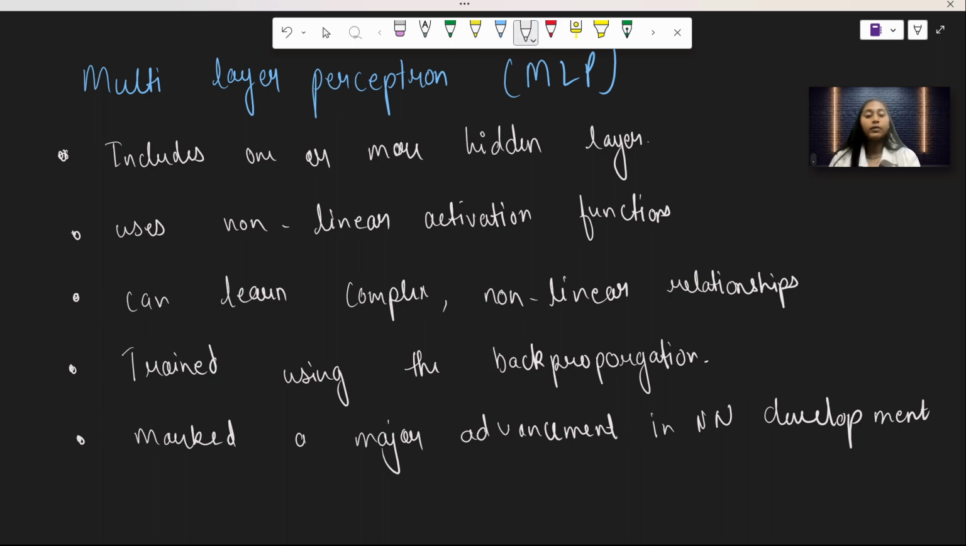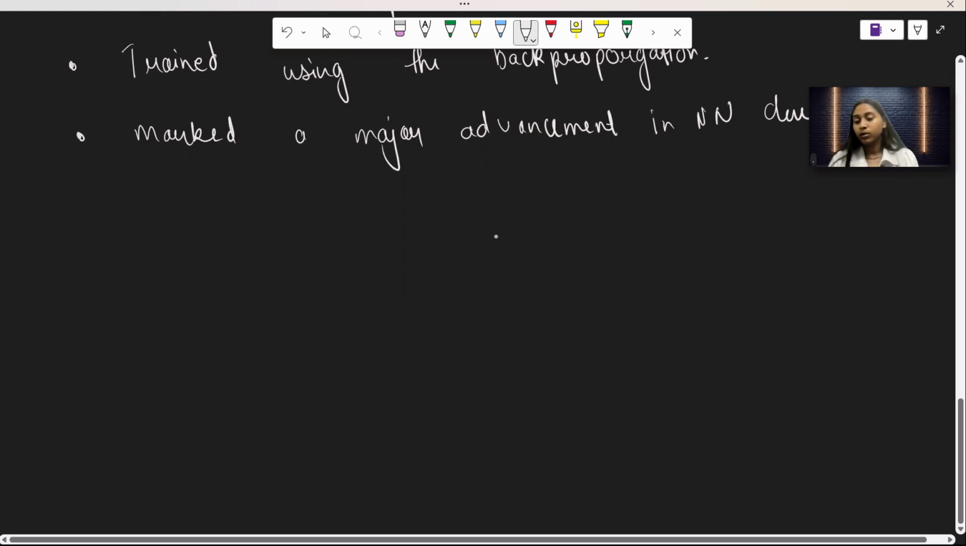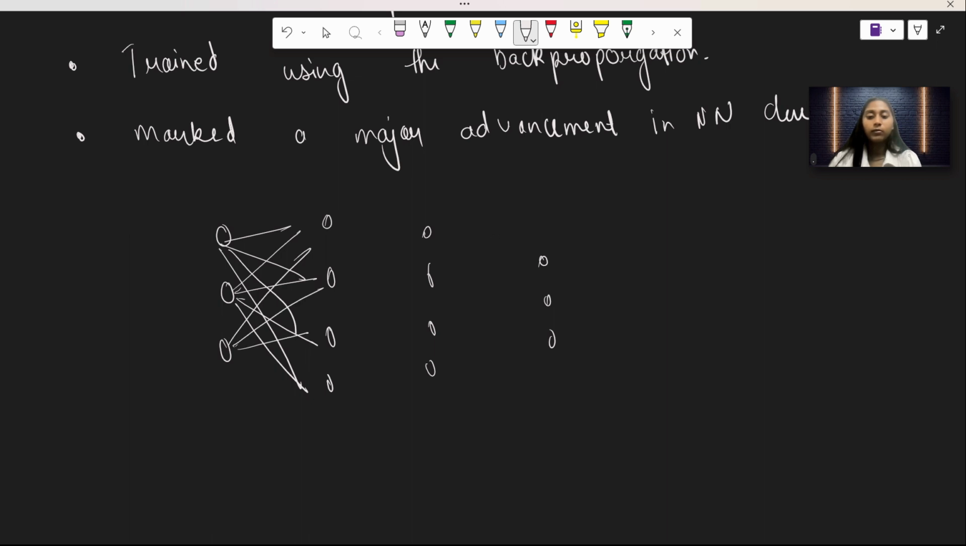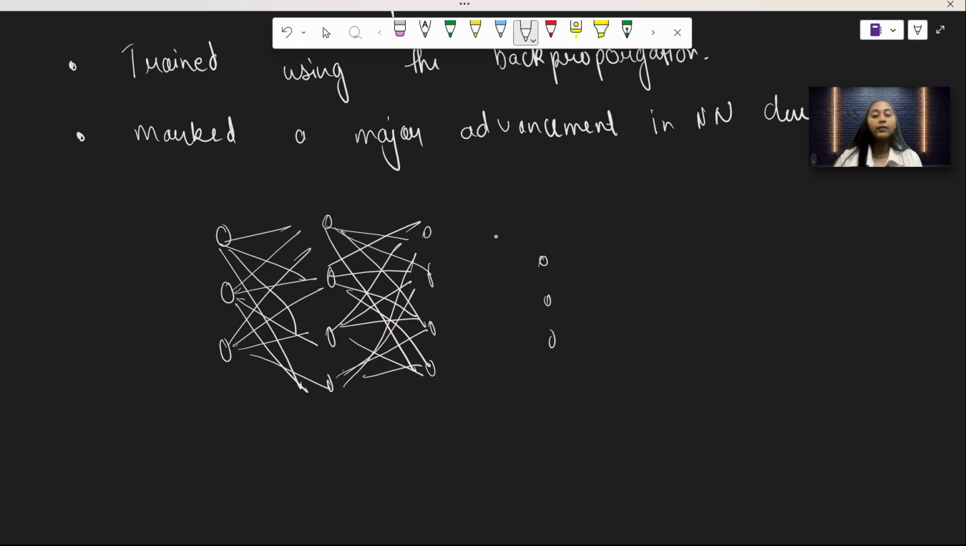So let's see how it actually looks. We have the inputs, then we have some hidden layers, again some hidden layers, then we have the output layer. So our data will go like this, and again our data will be forwarded. Even you can see here, I have used only three inputs, and I am using four and four hidden nodes here.